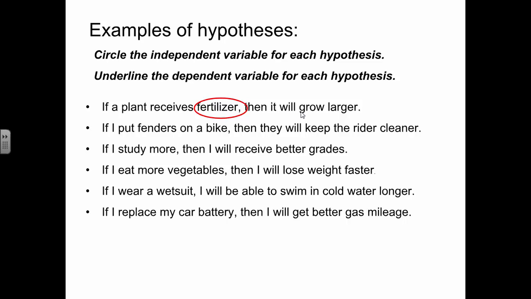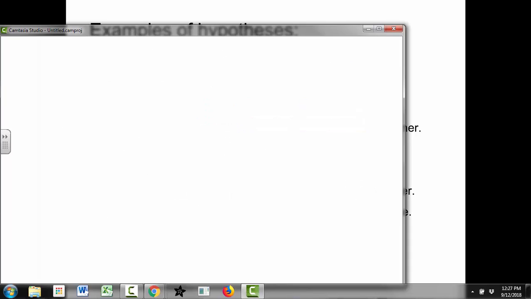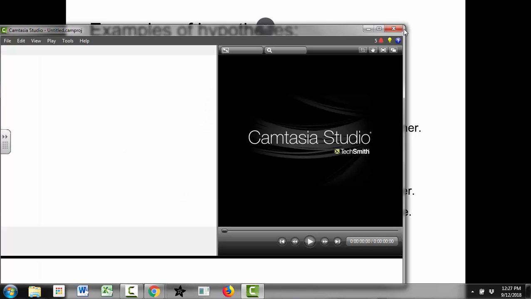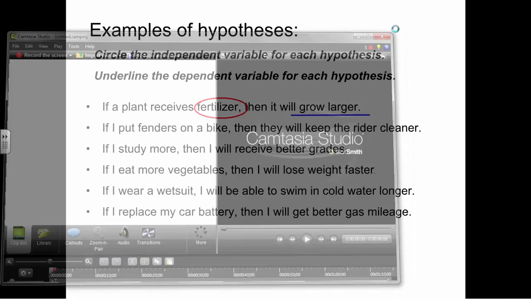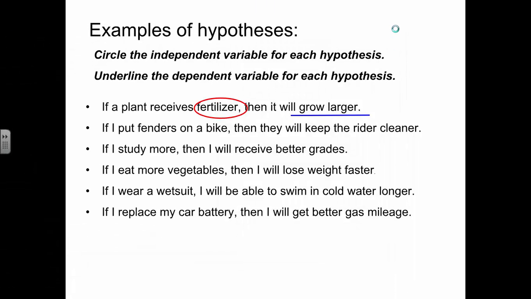If I put fenders on my bike, they'll keep the rider cleaner. You know what fenders are? It's that little rubber plastic flap that goes over the back tire on your bike, so when you're riding through the mud, it doesn't all spray up. Like on the car. Yeah. So what's the independent variable in that experiment? Colin? The independent variable is the fenders. Yeah, having the fenders on the bike.